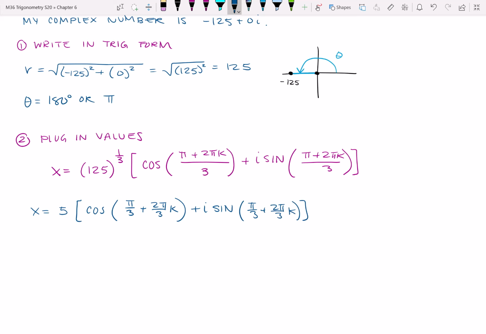And remember, we're looking for the cube roots, so my k is going to go up to 2. So k equals 0, 1, and 2, because my n is to the third power. My n is 3. Okay, so now we plug things in here.